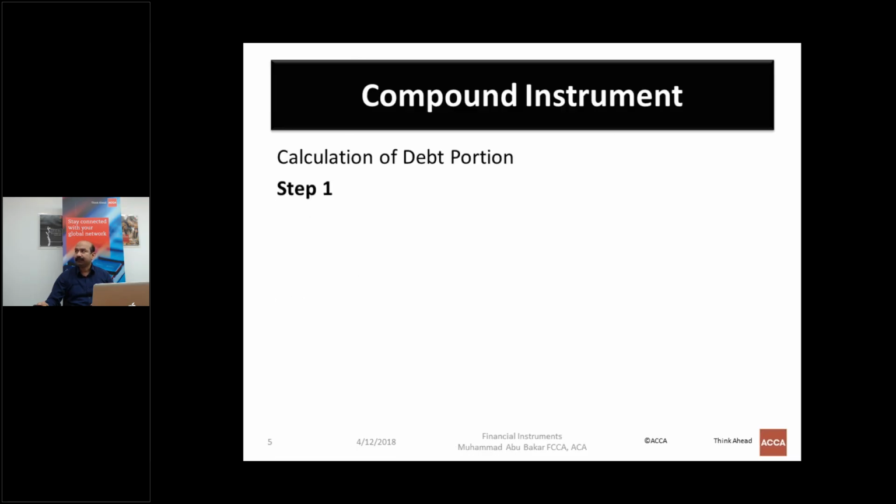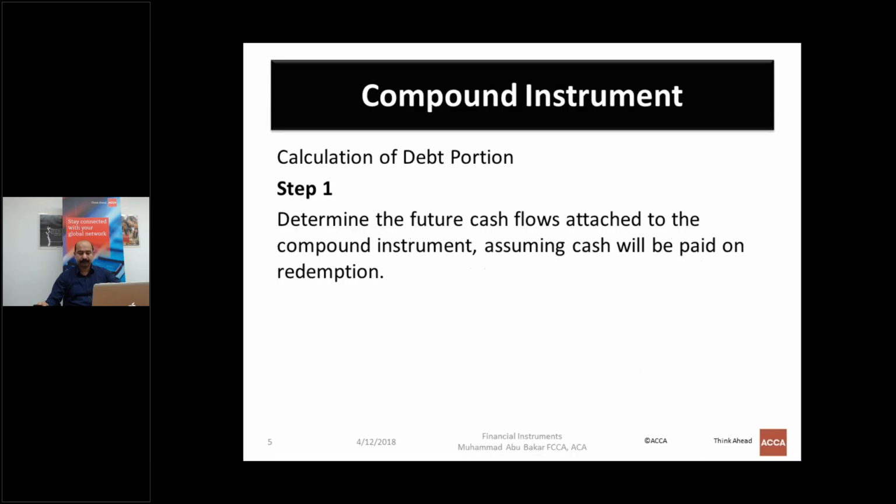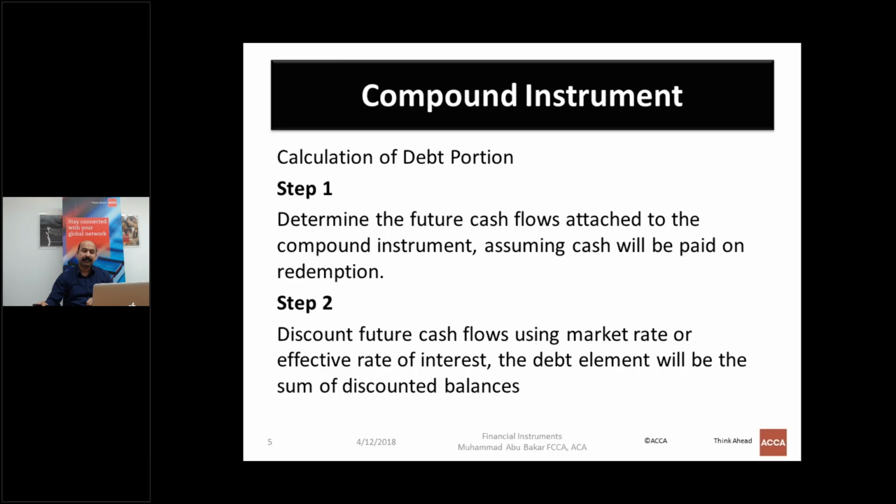and we learned the step number 1 was determine the future cash flows attached to the compound instrument, assuming cash will be paid on redemption, actual cash flows. And then step number 2, which we learned yesterday, discount future cash flows using market rate or effective rate of interest. The debt element will be the sum of discounted balances. So these are the 2 steps which we discussed.